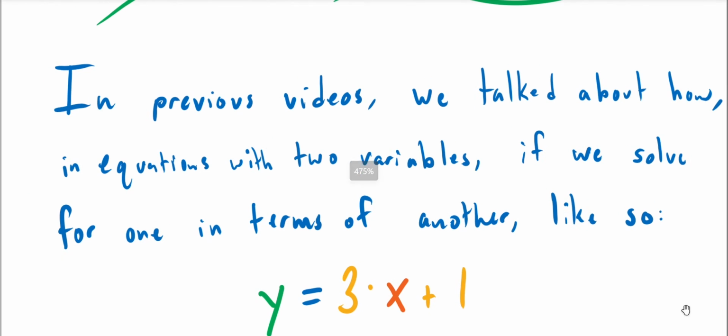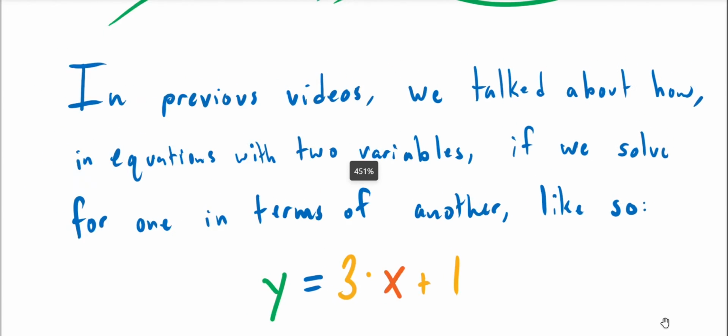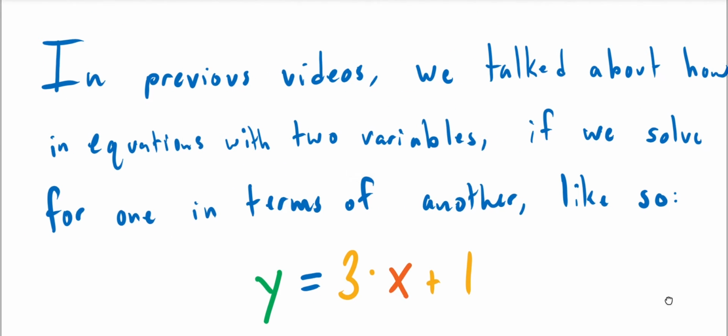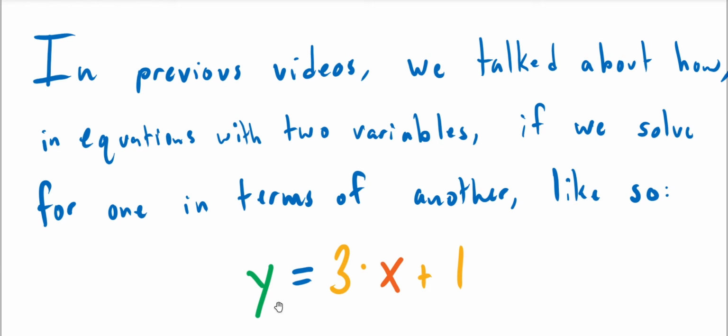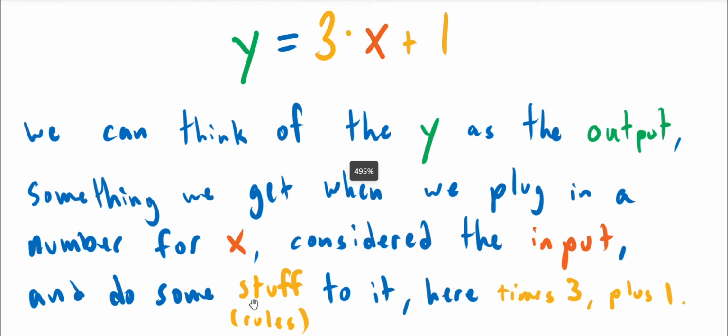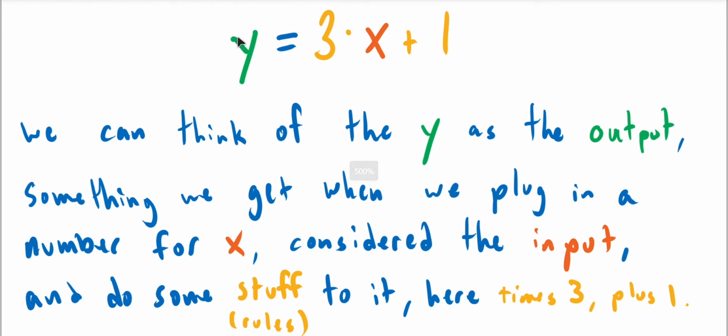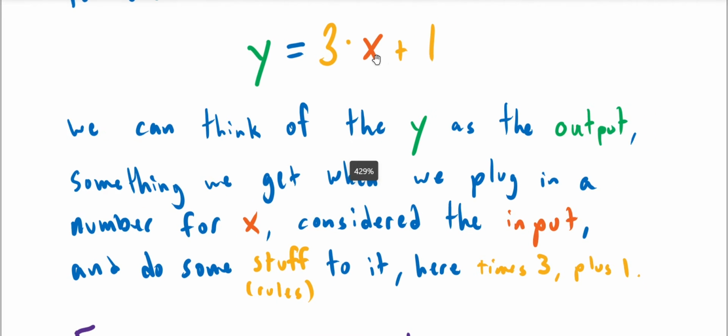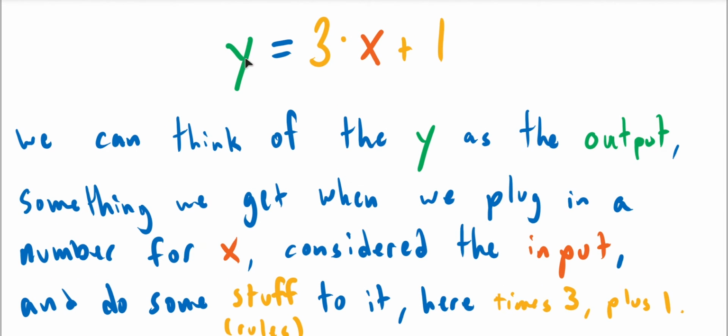So in previous videos, we've talked about how with equations that have two variables in them, if we solve for one of the variables in terms of the other, we could sort of think about this in terms of output and input. We think about y here as being the output, something that we get when we plug in numbers for x. So x would be our input. If we replace x with a given number, then we will get an output, which is a given number y. For example, if I plug in 2, I would get 3 times 2 is 6, plus 1 is 7.